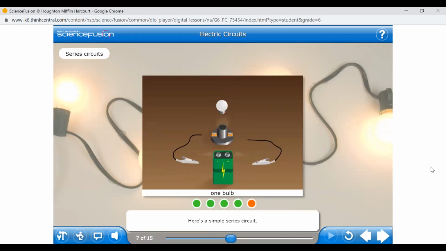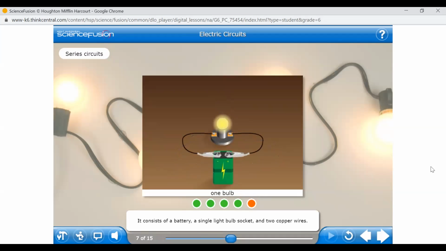Here's a simple series circuit. It consists of a battery, a single light bulb socket, and 2 copper wires. You can see the 4 pieces are one right after the other in a series. There's only one path for the current to follow, and the light bulb comes on.